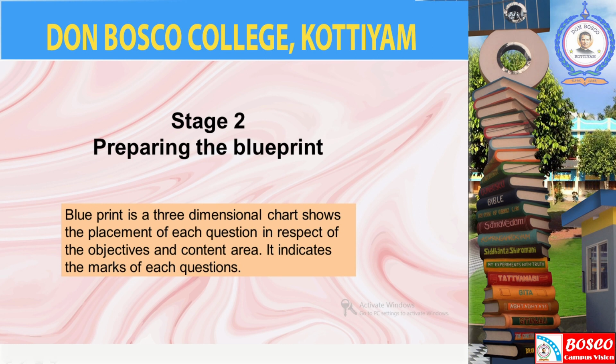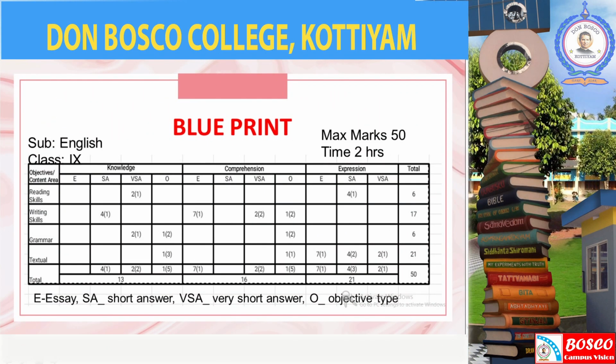A blueprint, as you know, is a 3-dimensional chart that shows the placement of each question in respect of the objectives and content areas. It should indicate the marks of each question. When you start writing a blueprint, you must indicate the subject, class, maximum marks, and time. In this slide, I gave an example of a blueprint. Here I am preparing the question paper for 9th standard English. The subject is indicated as English, class 9th, and on the right side maximum marks are 50 and time is 2 hours.